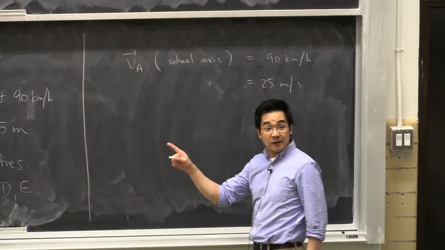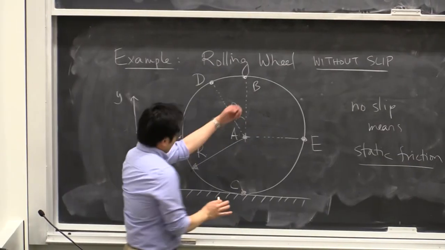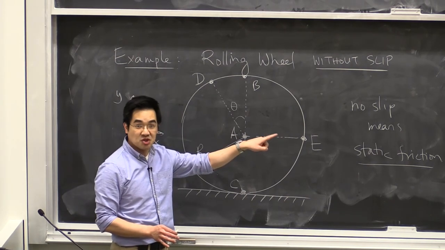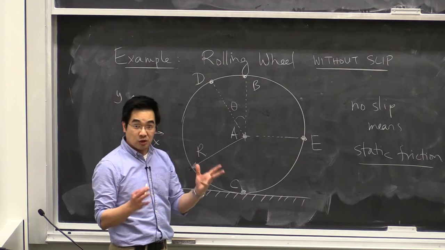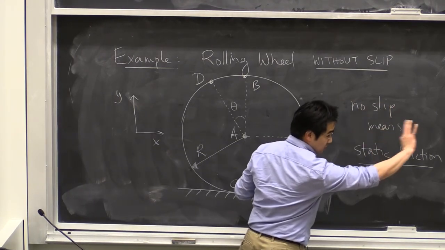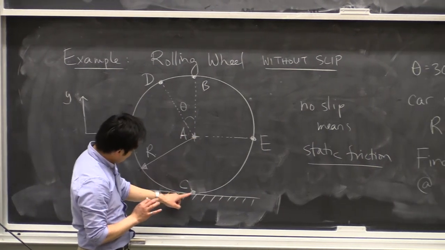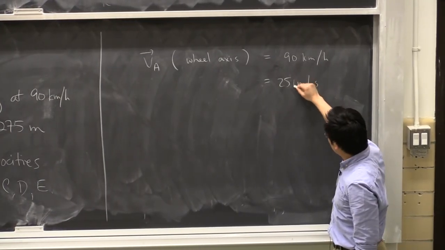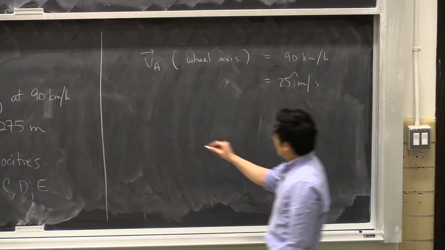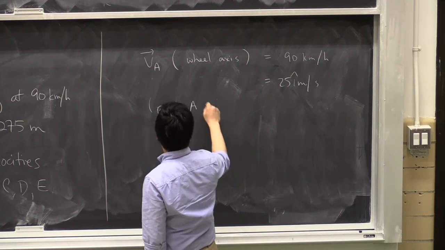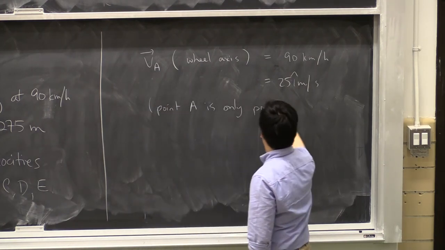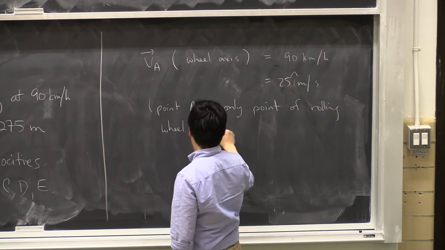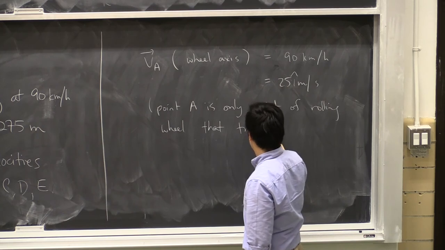And there's one really important point about point A. For all rolling wheels, as long as it's the perfect circle and it's a rolling wheel, A, where it's at the axis, is the only point in the entire wheel where its motion and its path is a straight line. So it follows rectilinear motion then. In other words, as the wheel is rolling down this straight surface, A is the only one that is always exactly one radius above the ground. Okay? So we know a few things. We know that VA has to be 25 meters per second, and we know that it has to be in the positive i direction. We know that point A is the only point of a rolling wheel that travels in a straight line.